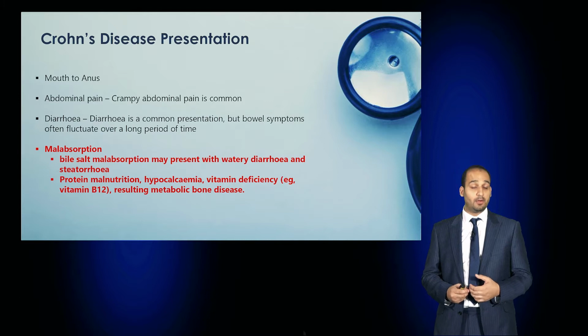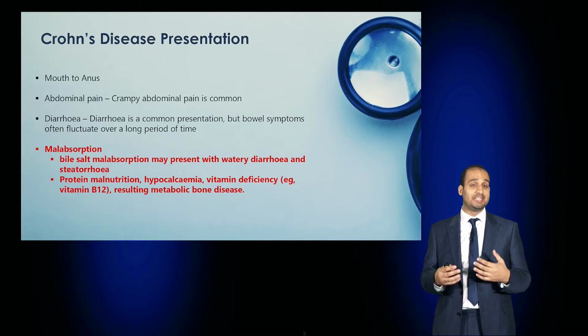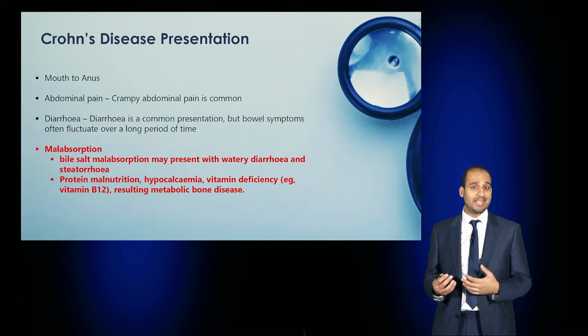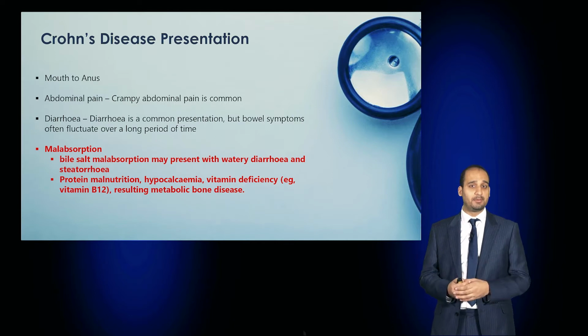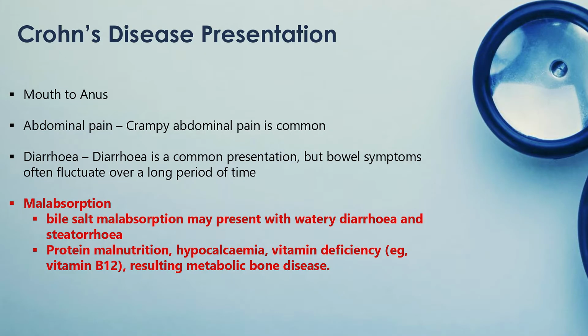Crohn's disease, which can affect the entire GI tract from the mouth to the anus, can also result in abdominal pain. Diarrhea is usually a common feature, but it can also result in symptoms related to malabsorption, particularly when the small intestine is involved. Bile salt malabsorption can lead to watery diarrhea and steatorrhea. Protein malnutrition, hypocalcemia, and vitamin deficiency can also result in metabolic bone disease.